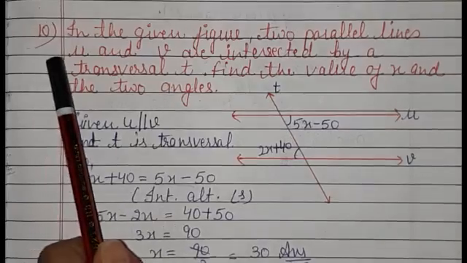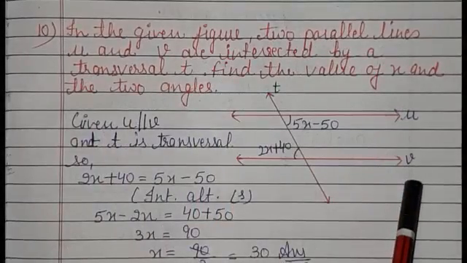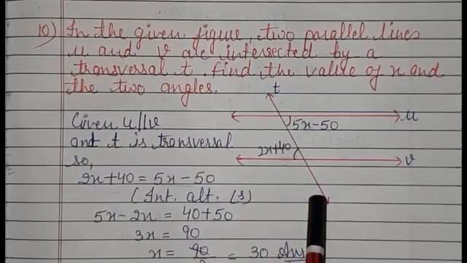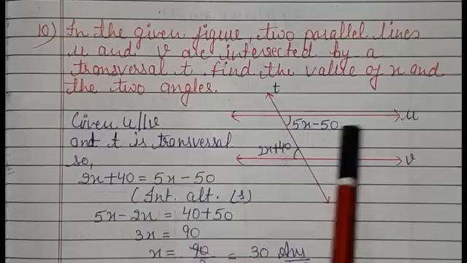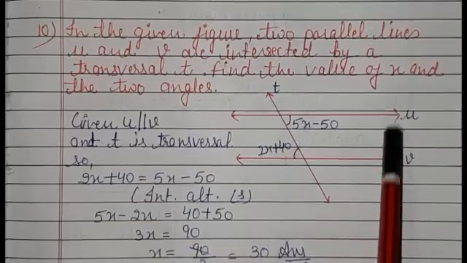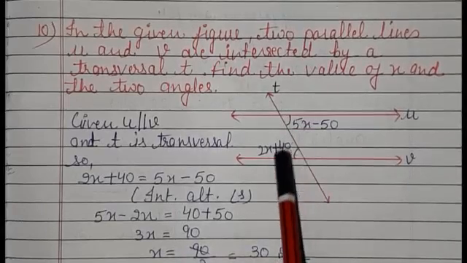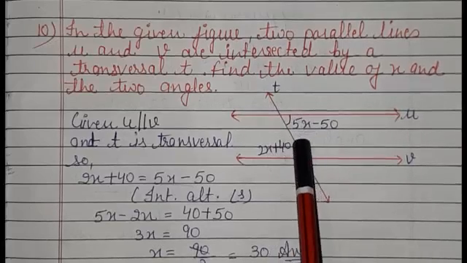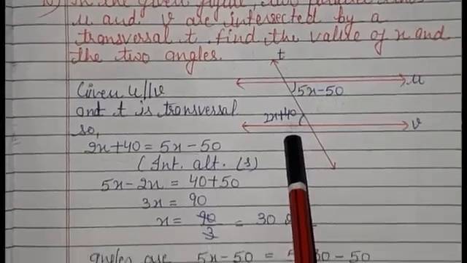Now come to sum number 10. In the given figure, two parallel lines U and V are intersected by a transversal T. Find the value of X and the two angles. Right? Here U and V, these two lines are parallel. T is transversal. So these two angles will be equal because of alternate interior angles. Right? So 5x minus 50 is equal to 2x plus 40. These two angles will be equal.